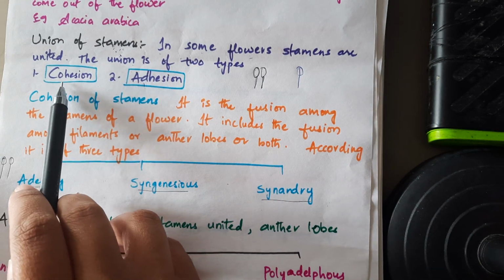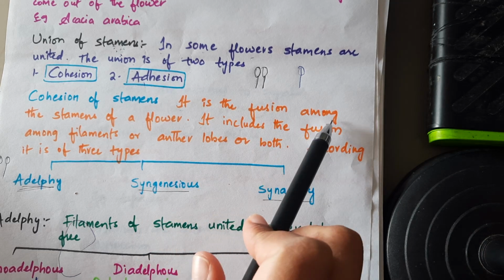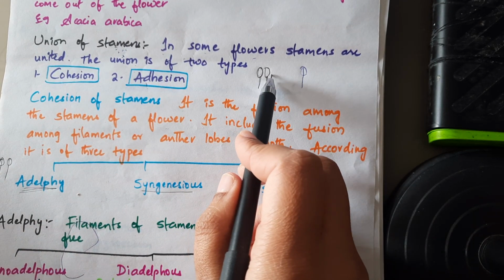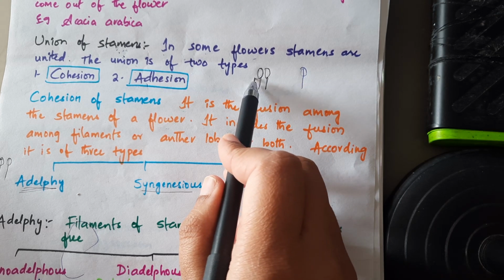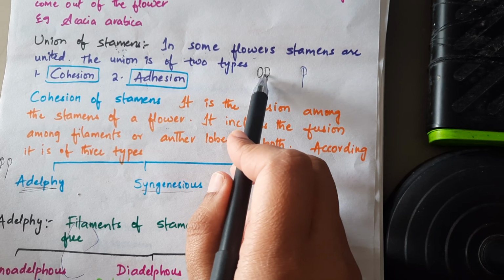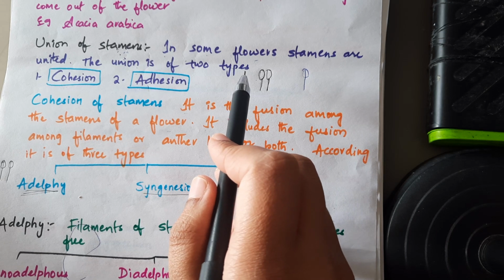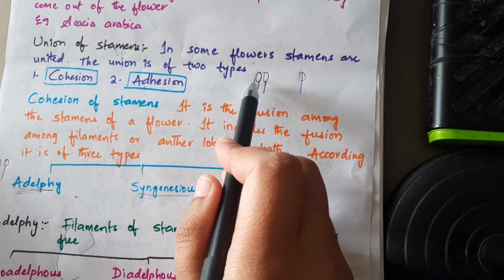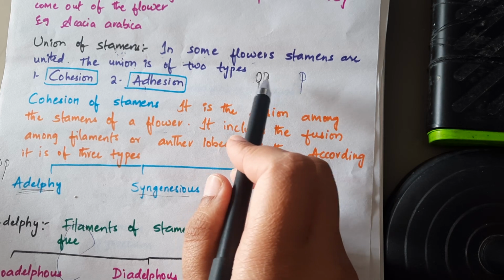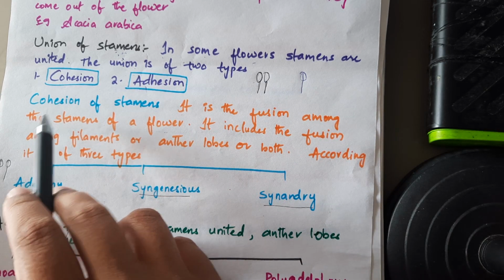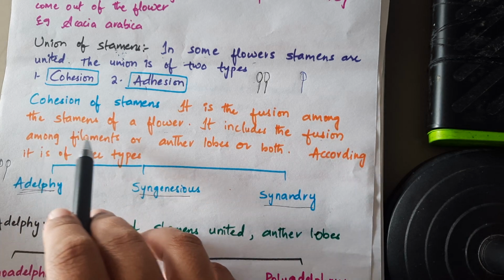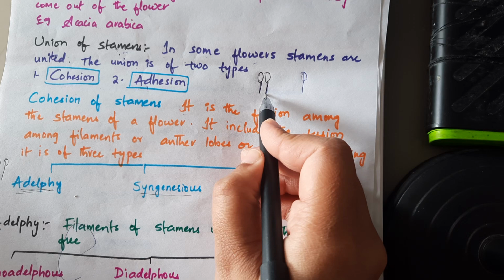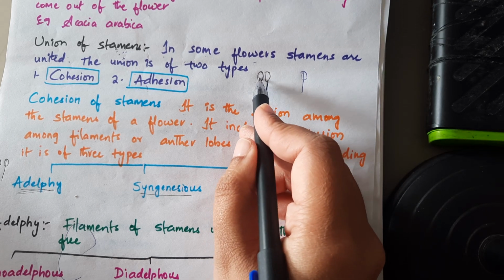What is cohesion here? It is the fusion among the stamens of the flower. In between only the stamens, they themselves fuse. They will not fuse with the other parts of the flower like calyx, corolla or gynoecium. Only the stamens will fuse, and that is known as the cohesion. It includes the fusion of the filaments. Filaments means the stalk; either it may have fused or the anther lobes may have fused.